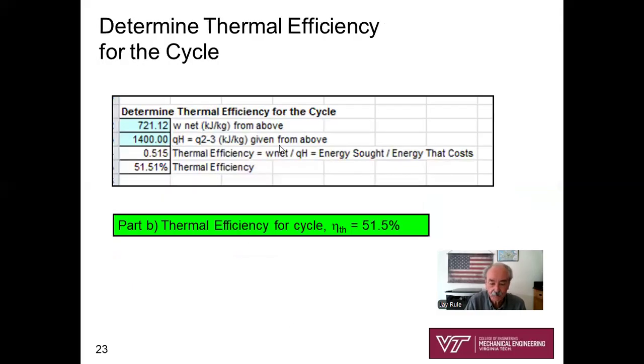Thermal efficiency. Wow, that's going to be really easy. W net we just found, QH given. Thermal efficiency 51.5%. Now we're really flying along.